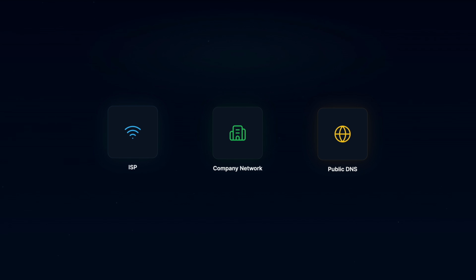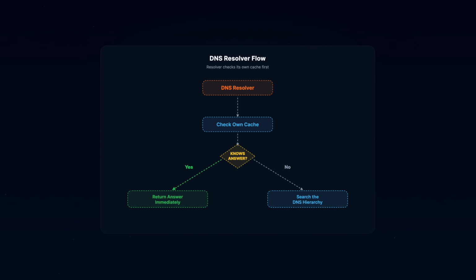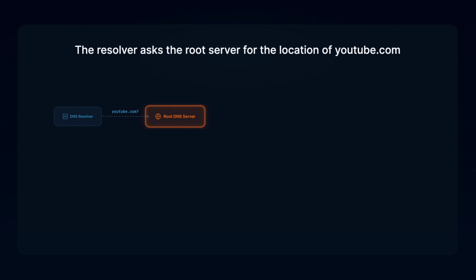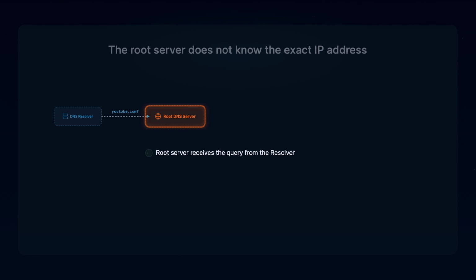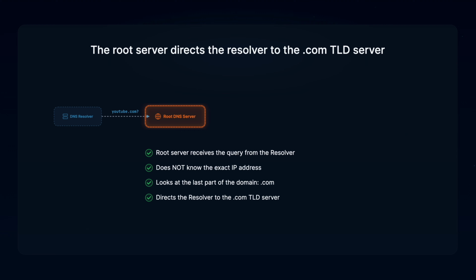The resolver first checks its own cache. If it already knows the answer, it returns it immediately. But if it does not know, it starts searching through the DNS hierarchy. The resolver first asks a root DNS server. The root server usually does not know the exact IP address of youtube.com. Instead, it looks at the last part of the domain, .com. Then it tells the resolver, I do not know YouTube's IP address, but I know who handles .com domains. Go ask the .com TLD server.